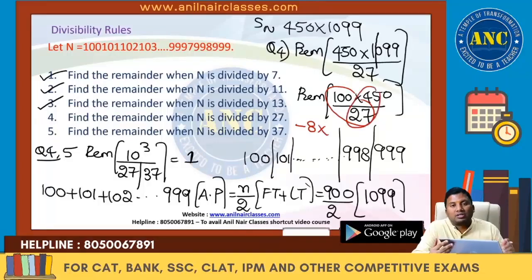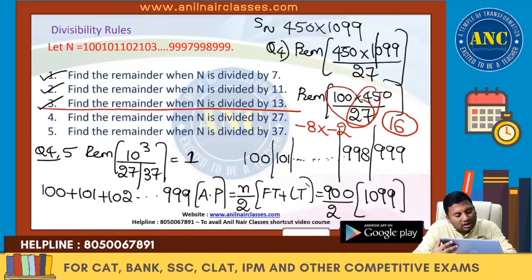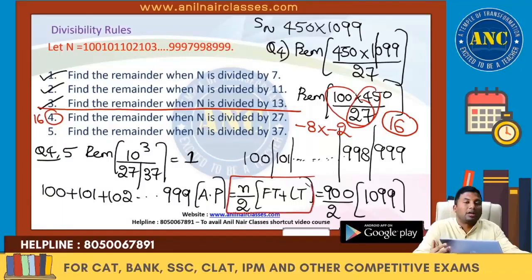27 sixes are 162, remainder minus 2 for 450. Minus 8 into minus 2, so the fourth answer is 16. Fourth one answer is 16. I hope it is clear. Sum of n terms in an AP is n by 2 into first term plus last term. This value 100 into 450 will not change for question number 5.